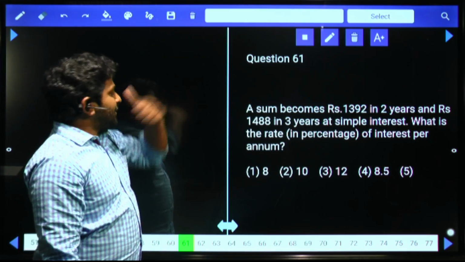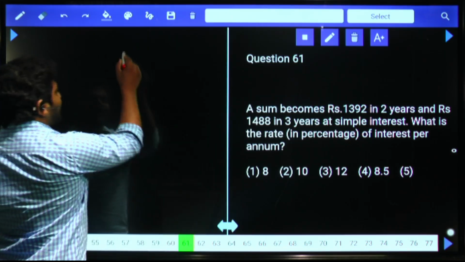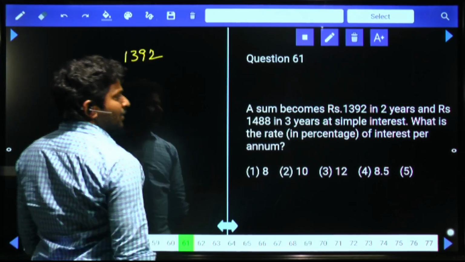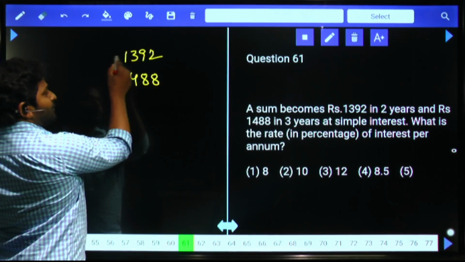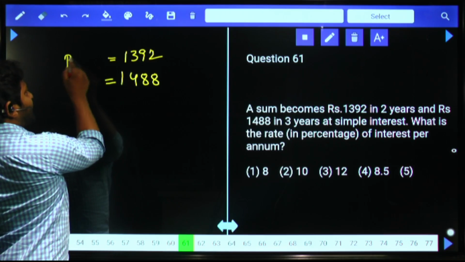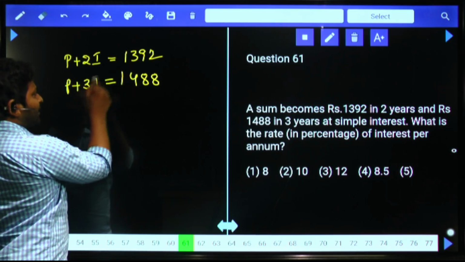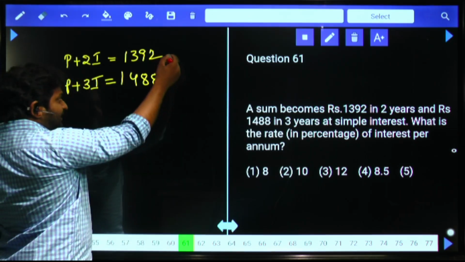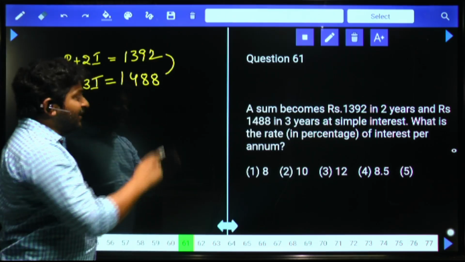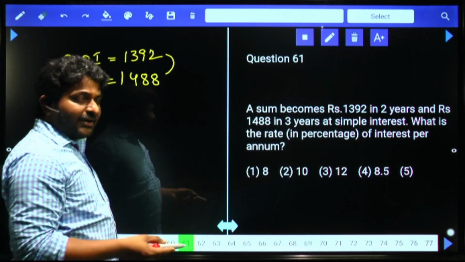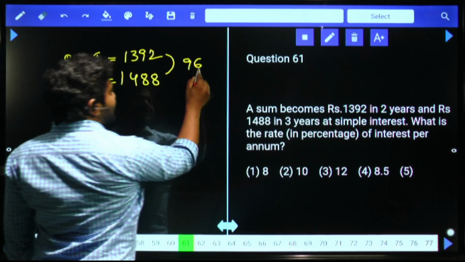A sum becomes 1392 in 2 years and 1488 in 3 years at simple interest. What is the rate of interest offered? Okay, 1392 and then 1488. Both are amounts. So the first will have principal and 2 years interest. The second one is the amount after 3 years, that will have principal plus 3 years interest. So 1 year interest is the difference between both the numbers. First number is 8 less than 1400. Next number is 88 more than 1400. So the difference is 88 plus 8, which is equal to 96. So 1 year interest is 96.